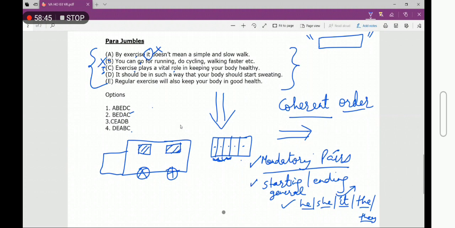It should be in such a way. This has a pronoun here, but what is the start? It should be in such a way that your body should start sweating. Regular exercise will also, meaning this is not the initial sentence. So therefore, the only option that can start is C. If you actually see, there is only one option starting with C.